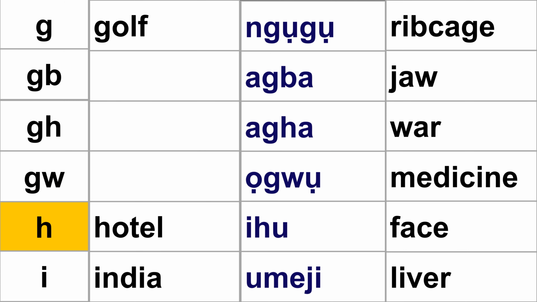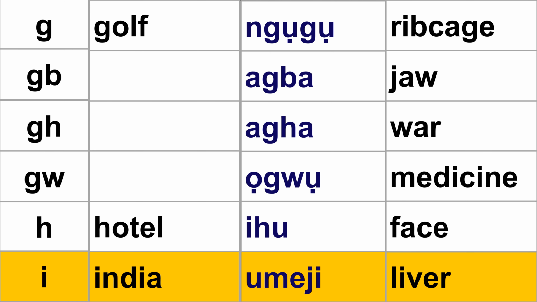He, hotel. In Igbo, Igbo word that has he is ihu. Ihu is face. I, India. I as in umeji. Umeji is liver.